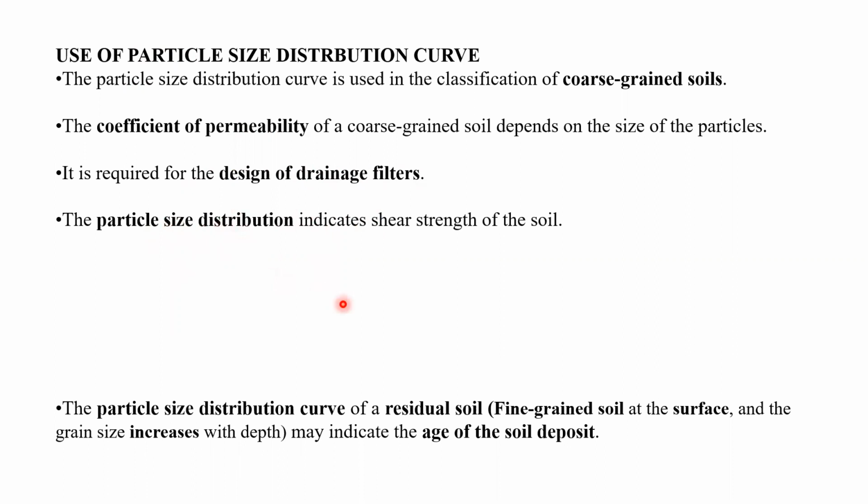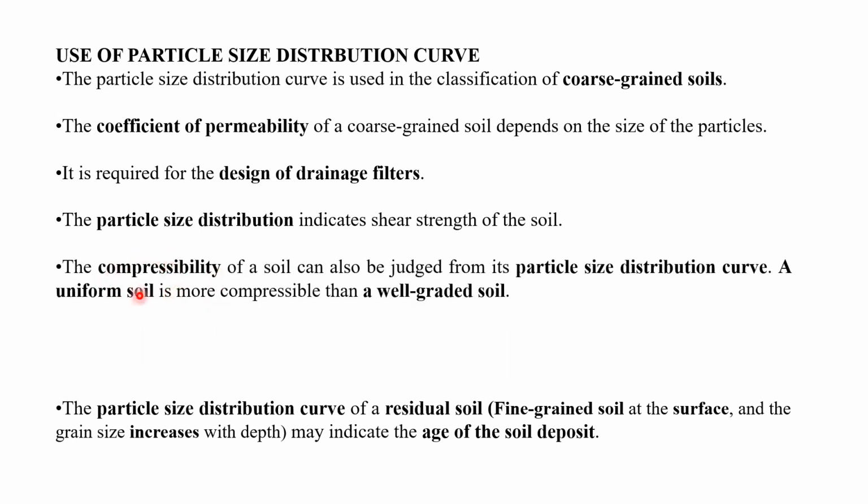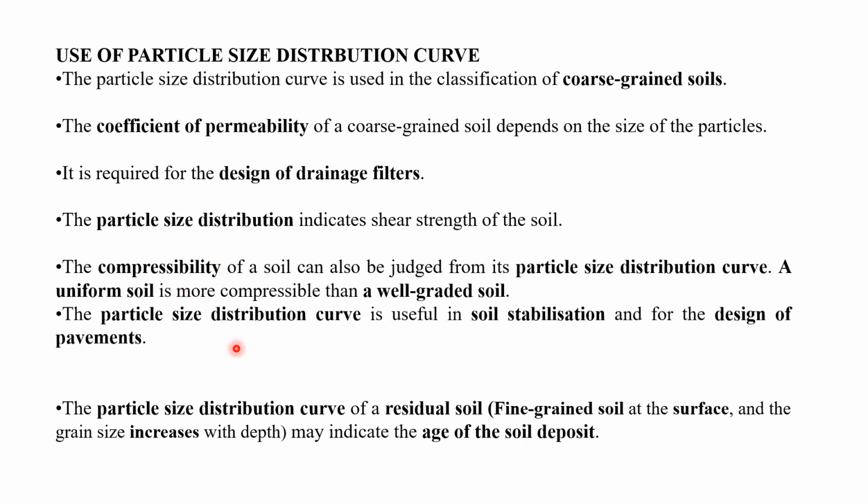Particle size distribution curves indicate the strength of the soil, the shear strength of the soil. What does it mean? If your soil is well graded, definitely the soil will show good strength. It will have good shear strength, but poorly graded soil does not have good shear strength. Compressibility means consolidation or settlement of the soil. If the soil is uniformly graded, there is a chance of more settlement compared to well-graded soil.